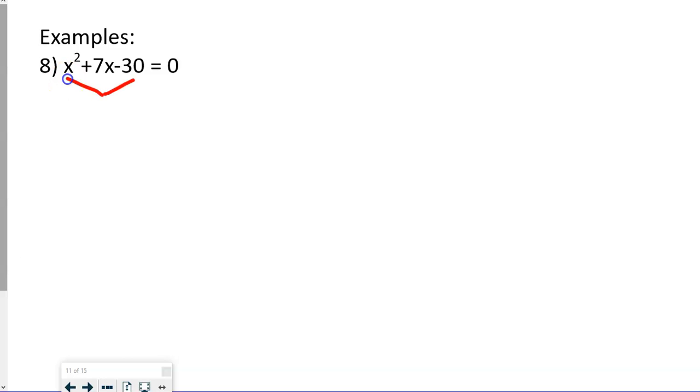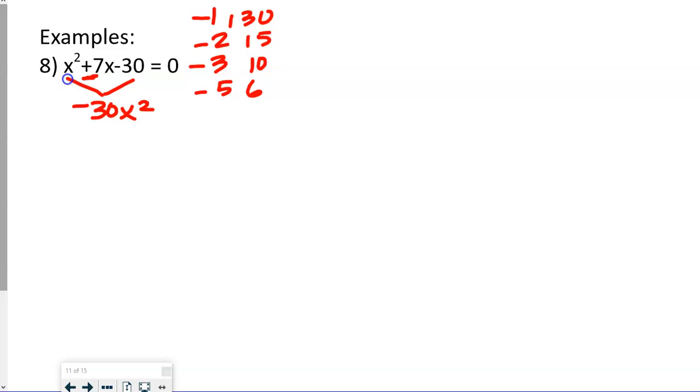So on this one, we got negative 30 x squared multiplying the first and last terms. Again, our factors of 30 are 1 and 30, 2 and 15, 3 and 10, 5 and 6. So this time it's negative 30. So one of those has to be negative, and our middle term here is positive. So we know our smaller term here is going to be negative, right? So then we're going to add. So the one we're looking for is 7. I noticed very quickly that this one is 7.